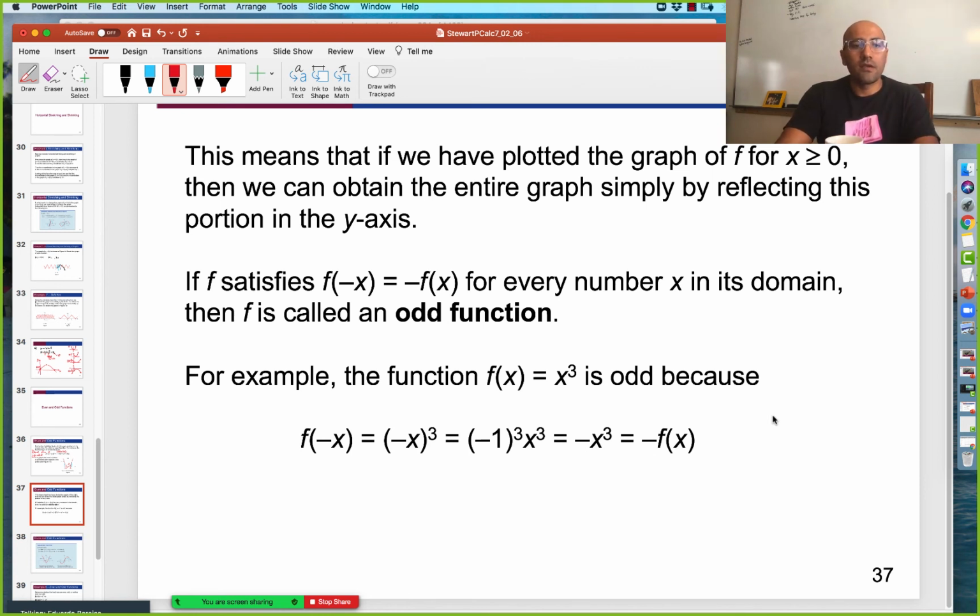On the other hand, odd functions: if it's true that f of negative x equals negative f of x for every number x in its domain, then f is called an odd function. And again, they did the same thing where they just evaluated the function at negative x. Negative x gives you negative x cubed. Therefore, we end up with negative f of x.